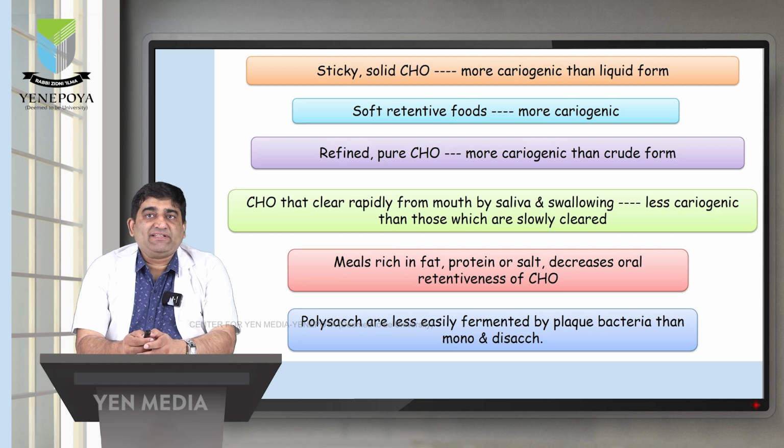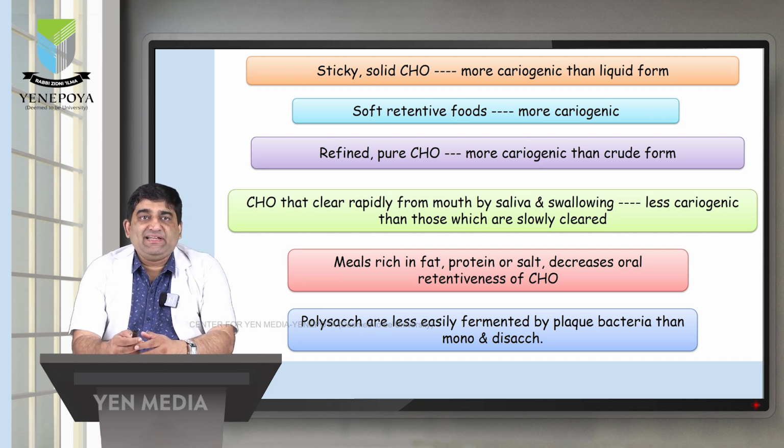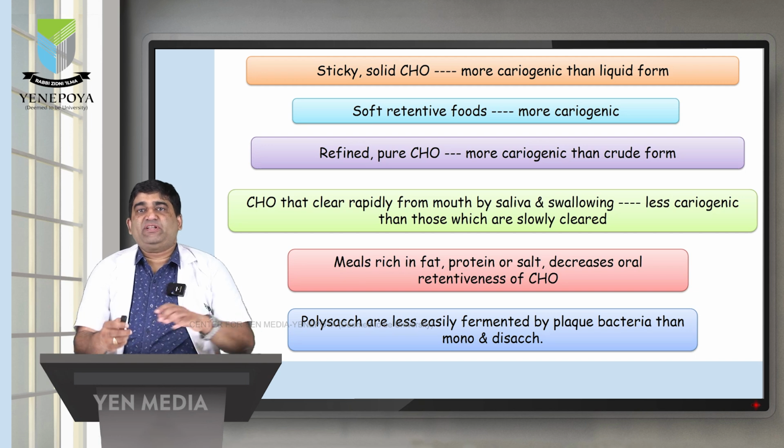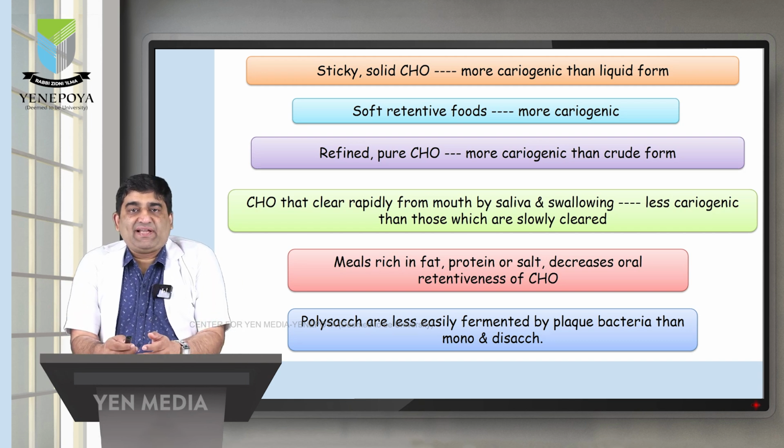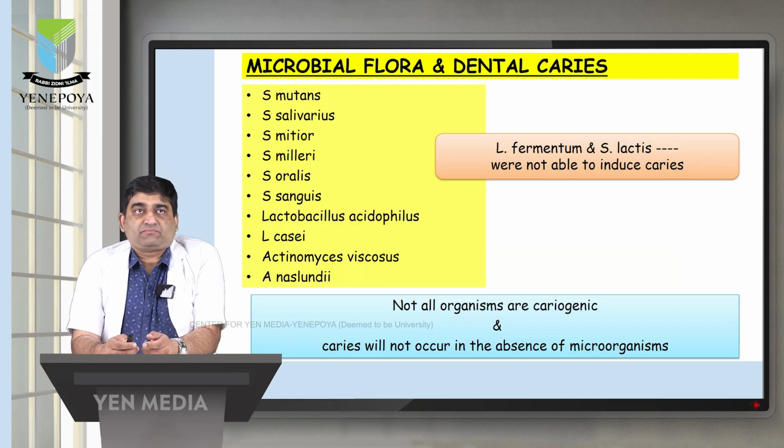Refined pure carbohydrates are more carcinogenic than the crude form. Carbohydrate that is cleared rapidly from the mouth by saliva and swallowing is less carcinogenic than those which are slowly cleared. Meals rich in fat, protein or salt decrease the oral retentiveness of carbohydrates. Polysaccharides are less easily fermented by plaque bacteria than monosaccharides and disaccharides.